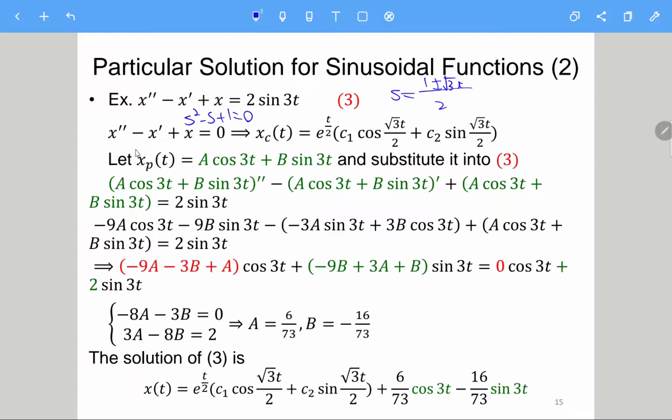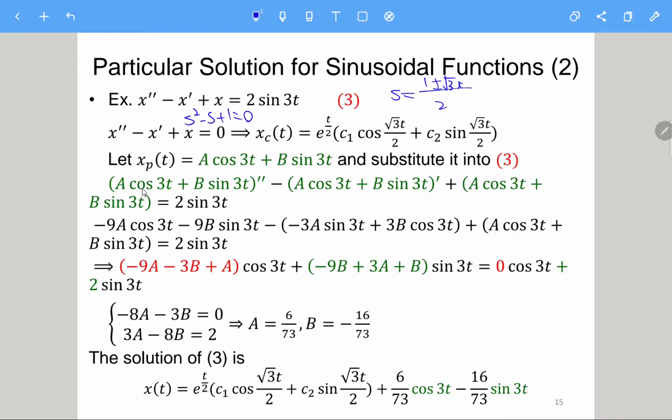And the next is to determine the particular solution. It is a sinusoidal function, so we assume xp of t to be a cosine 3t, because this is 3t, so we also assume 3t here, plus b sine of 3t here. Next we plug this particular solution into equation 3, so that we have this term double prime minus this term prime plus this term equals 2 sine of 3t. Nothing but plugging in this expression there.